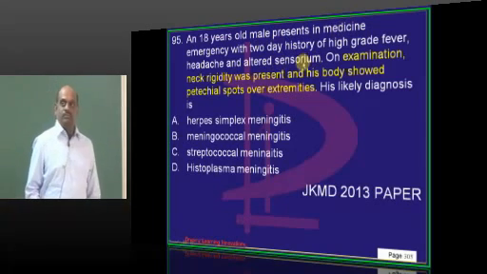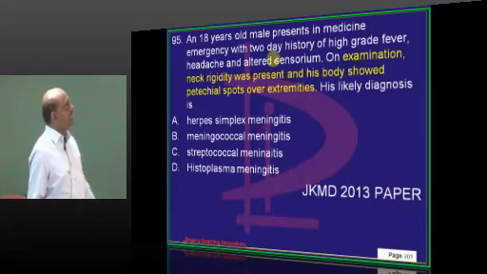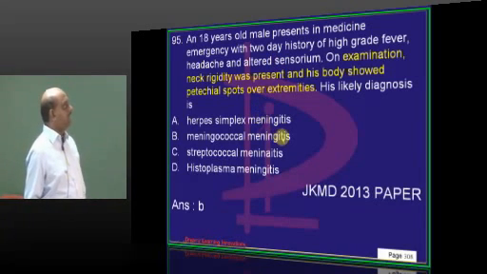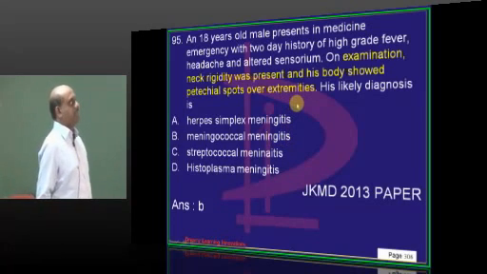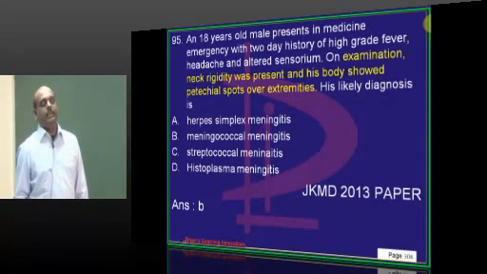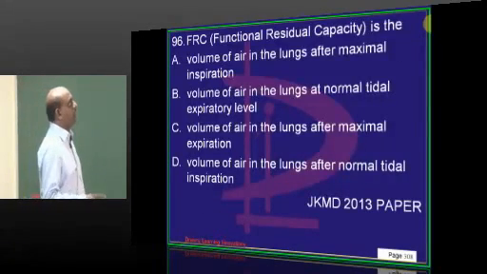An 18-year-old male with neck rigidity, petechial spots on the extremities, etc., is a classical example of meningococcal meningitis, is what you have to basically remember. Petechial spots, etc., are a very important clue.